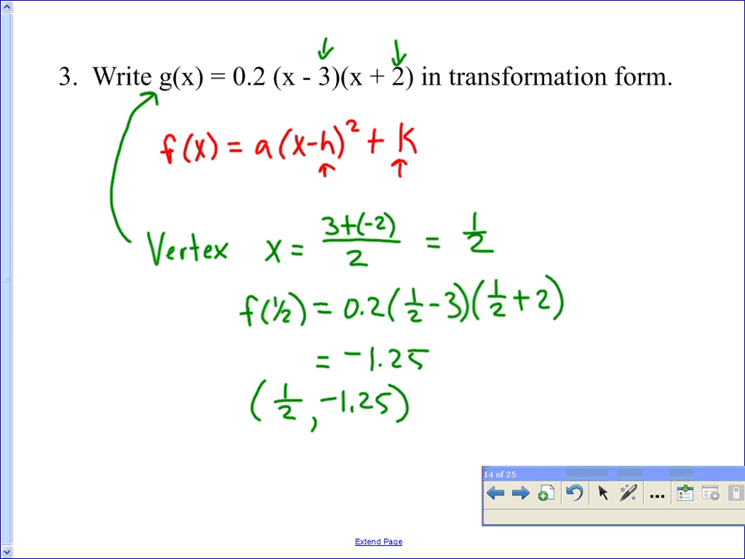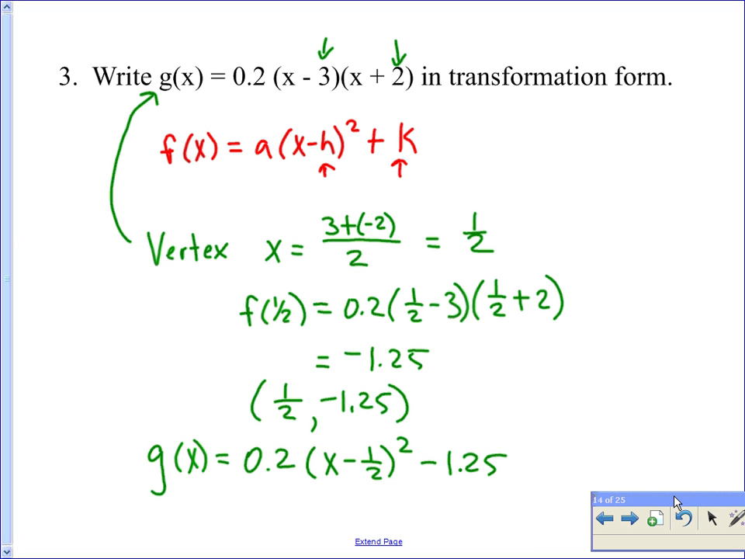And I'm doing all this using those formulas. So now I can say, okay, well, my vertex form is going to be, or I'm sorry, my transformation form is going to be, I have to use my a out front, x minus 1/2, parentheses squared, and then minus 1.25. Okay, and then that is my transformation form. All right.